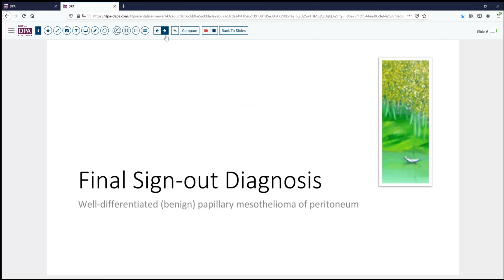So our final sign out today is well-differentiated, most likely benign, papillary mesothelioma of the peritoneum. I think it's this term well-differentiated that sometimes throws people off. And I think long-term, as we gather more follow-up on these patients, we may want to substitute a more clearly predictive adjective to define this lesion.